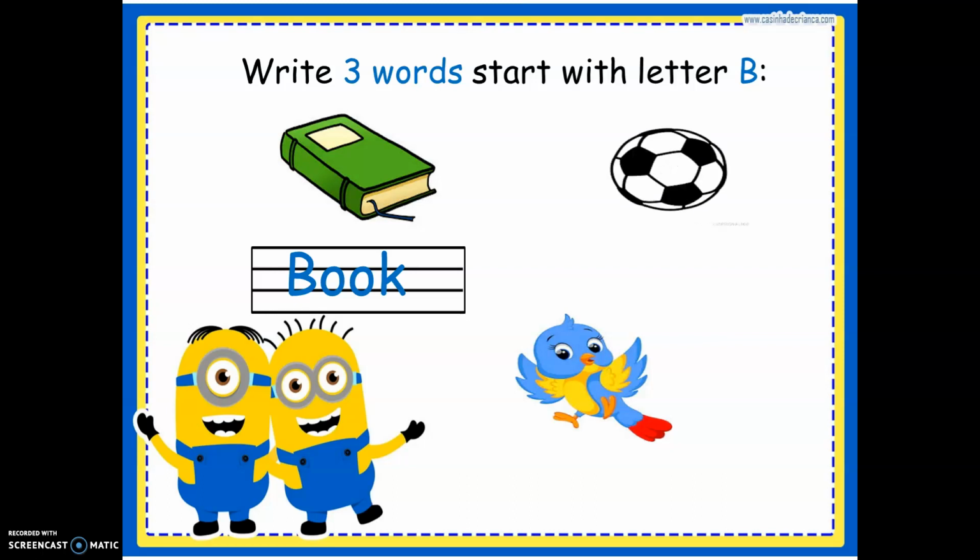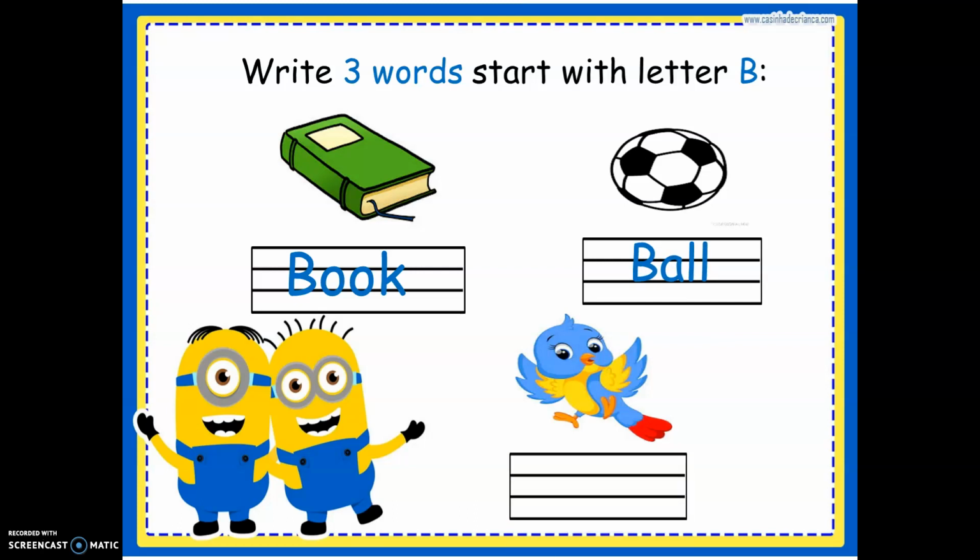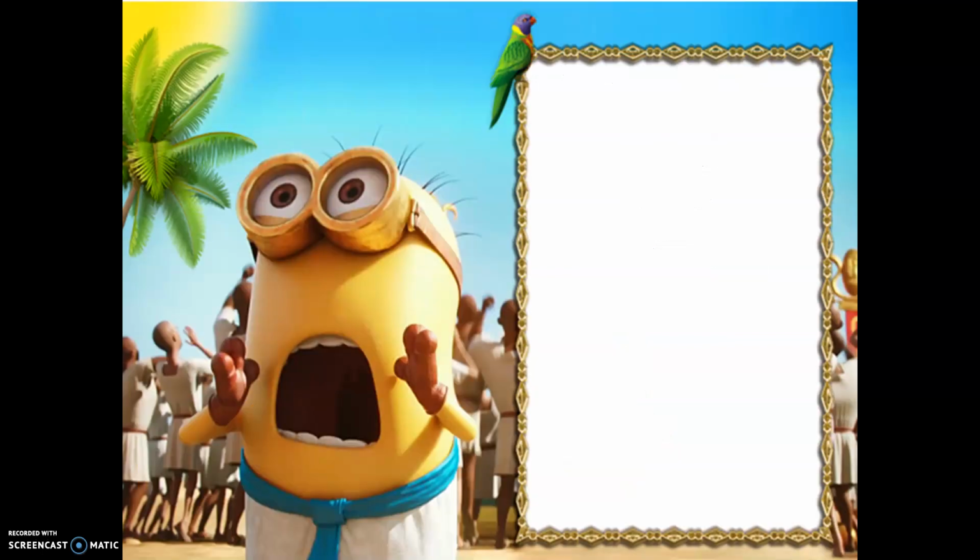Number 2 is, it is what? A ball. B-A-double-L. And number 3 is bird. B-I-R-D. So these are three words. Start with letter B. Book, ball, and bird. Now let's make sentences using these three words.